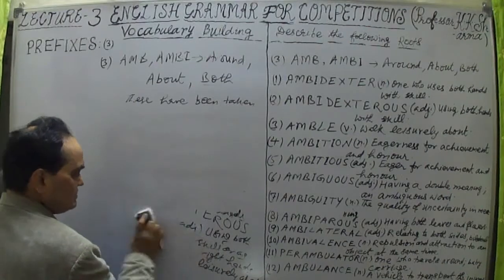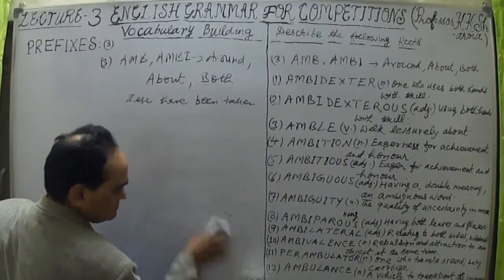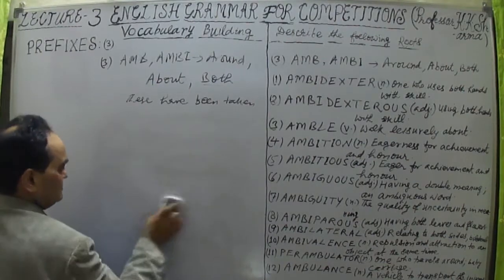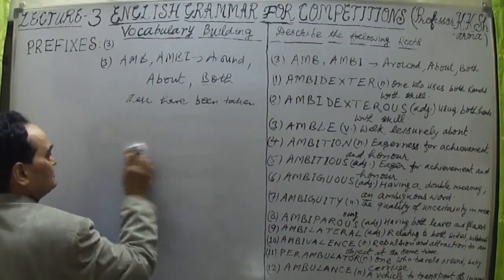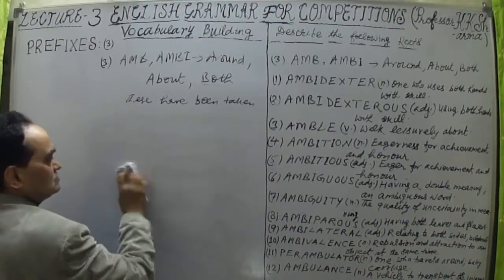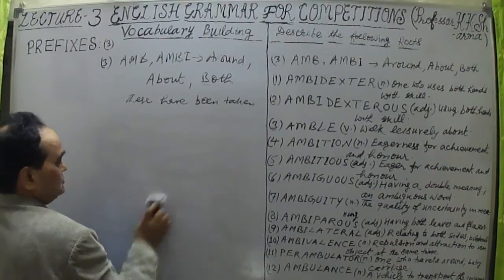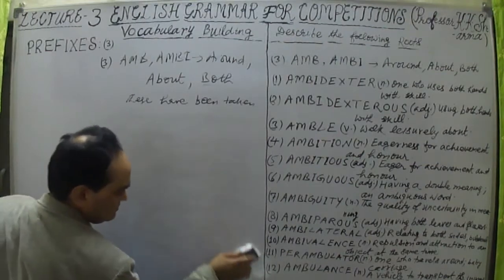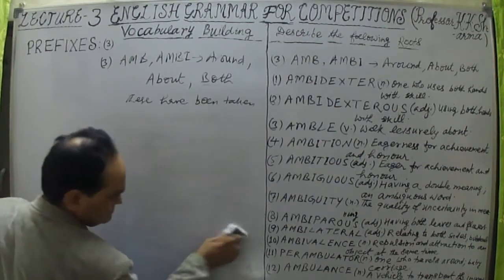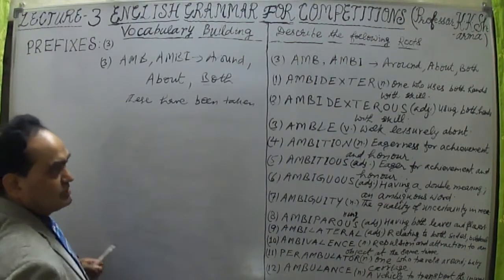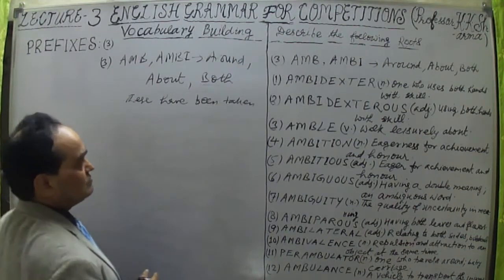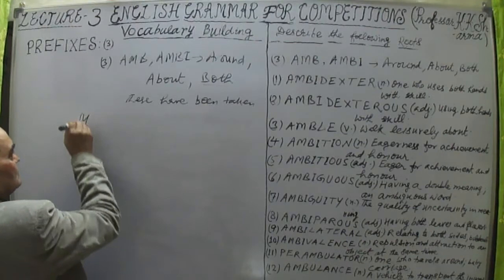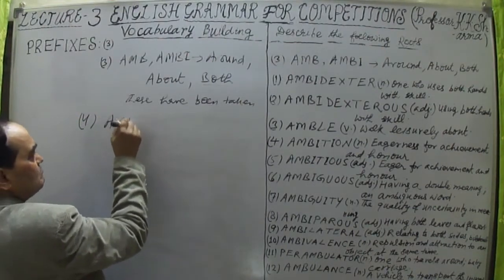So this AMB is the prefix on which most of the words you can find are based. AMB means about, around, and both. These three basic meanings are used, and I have used about one meaning of about, and both I have used. Okay, amble, and then ambition. Fourth word, let me take, which is ambition.